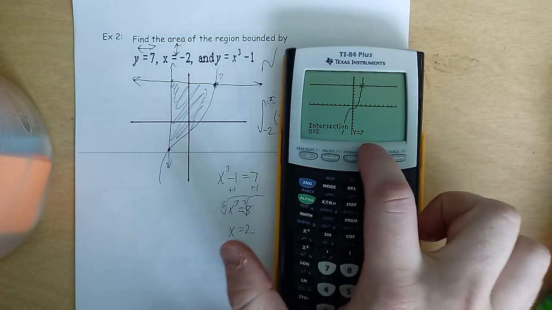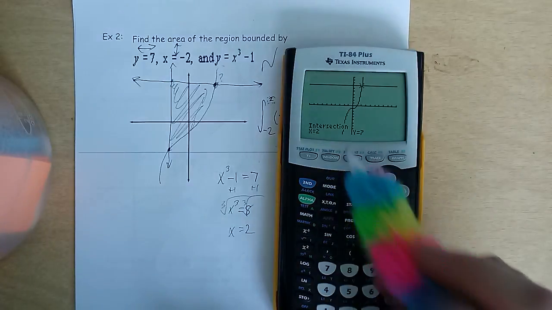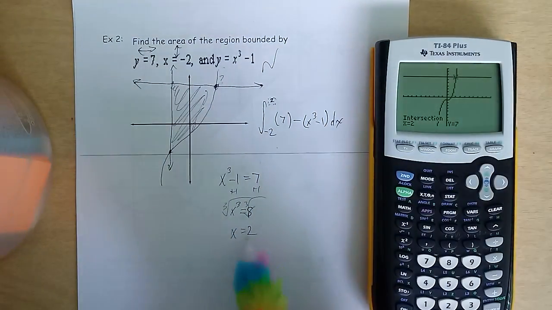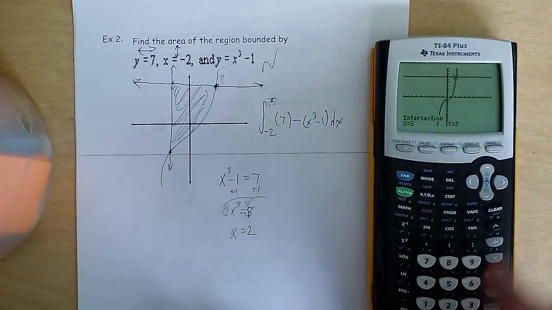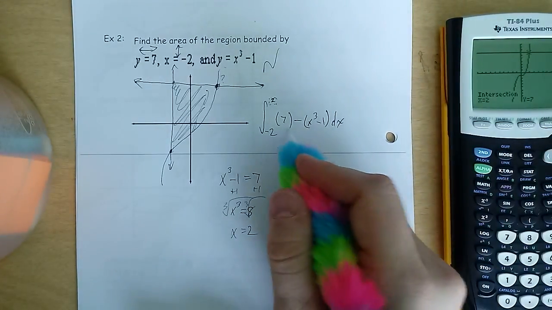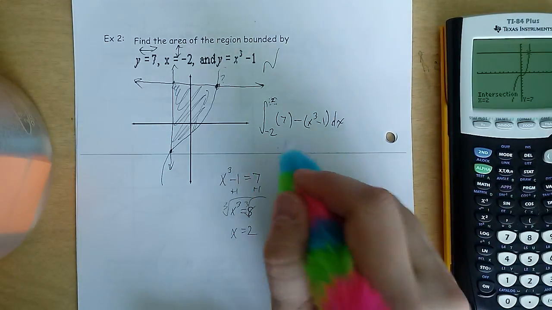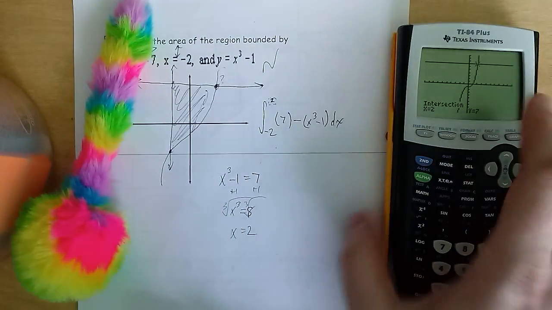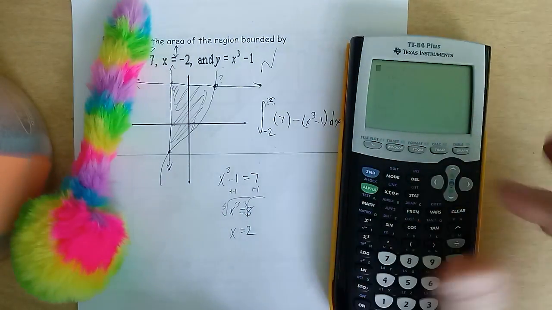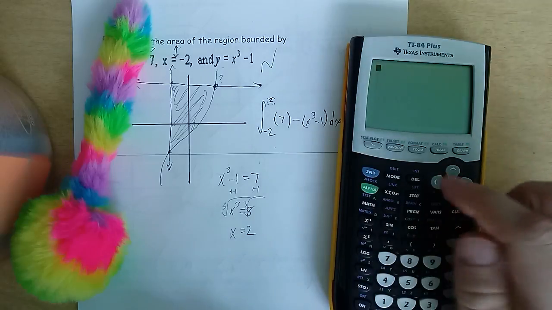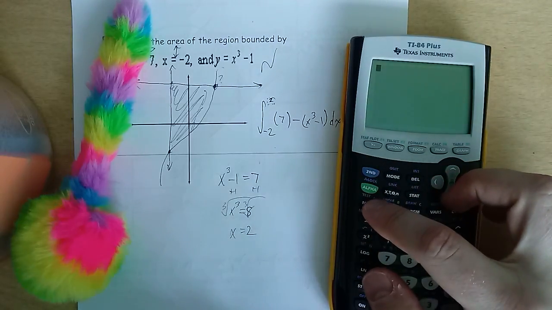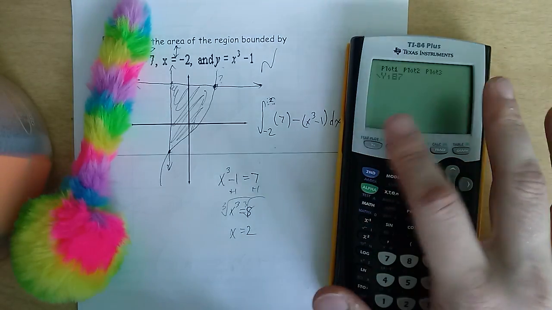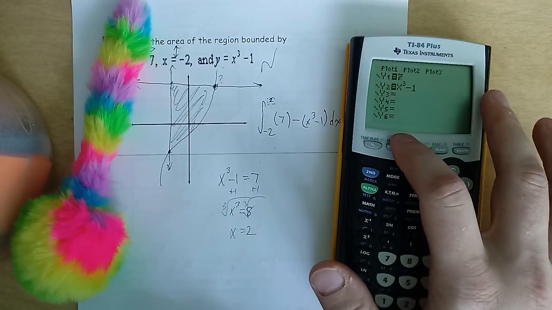And I got x is 2, y is 7. So when x is 2, y is 7, so x is 2. Boom. All right. So now all I need to do is take this integral and plug it into my calculator. And it might be one of those things where you feel like simplifying it first. It will not change the answer. Okay. Let's see, I've got 7 in y1 and x.